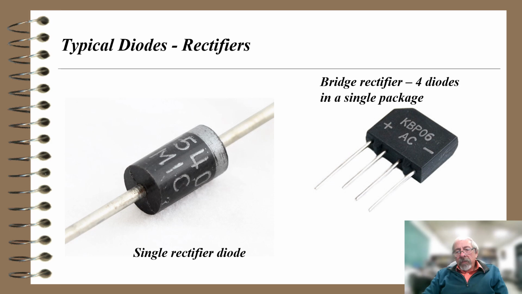Notice that this bridge rectifier has a plus on it, a minus on it, and AC. So you apply AC from our prior diagram into the two middle terminals, and you discover that plus DC on the left-hand side there and minus DC on the right-hand side of that bridge rectifier.